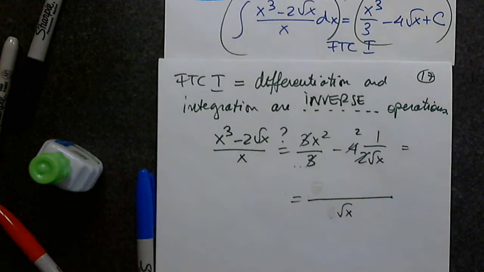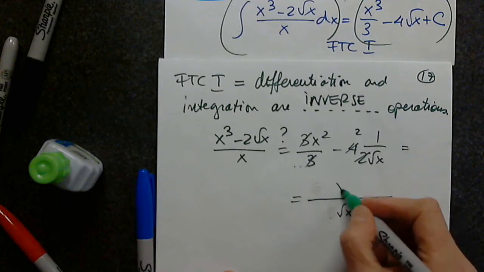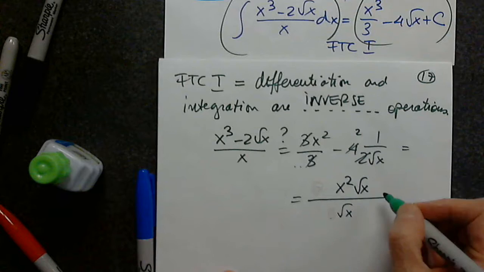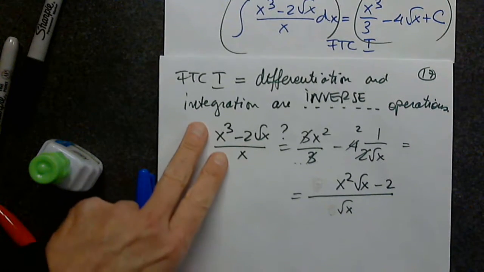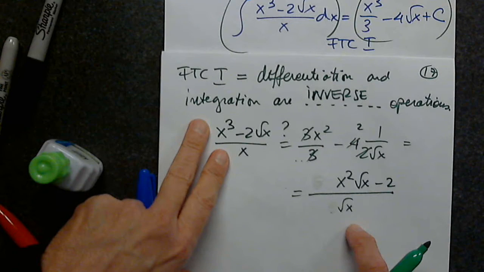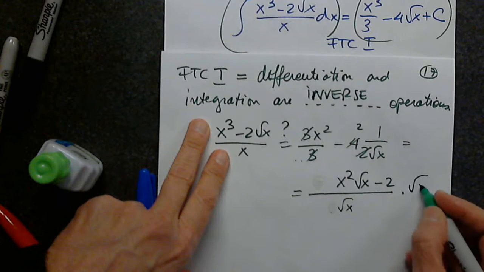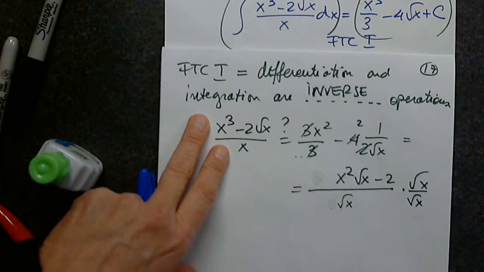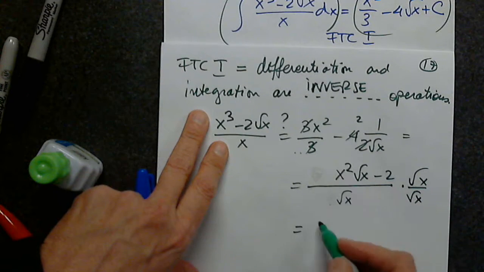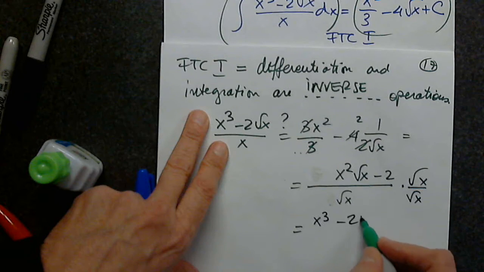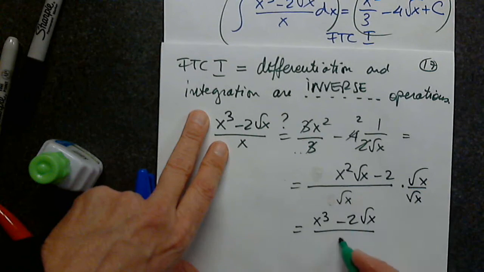So the least common denominator is the square root of x. So this is x squared, the square root of x, and minus 2. So far, so good? Okay. So now I have to rationalize. So I have to multiply by the square root of x over the square root of x. So then I will get x squared times x is x cubed minus 2 times the square root of x divided by x.